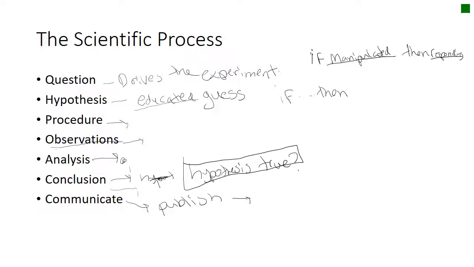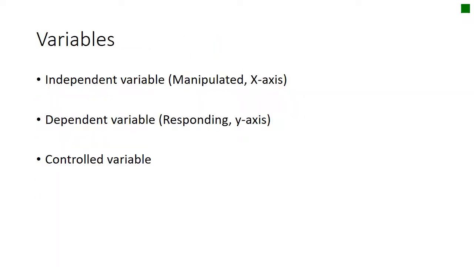The reason that's so important is that if something is repeated over and over again, then it's given more power. If more than one scientist concludes that the original scientist's procedure wasn't very valid, then people will question their results. So that's why it's important to communicate your results.